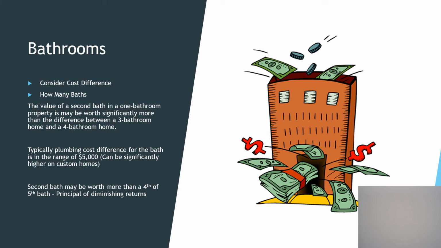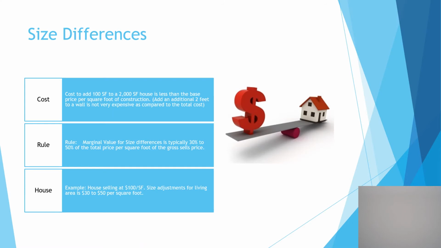Statistical analysis can be performed to determine what the market is willing to pay for these bathrooms. A simple cost element might be an option for determining the value difference for additional bathrooms. Size is a critical element and is oftentimes misunderstood.